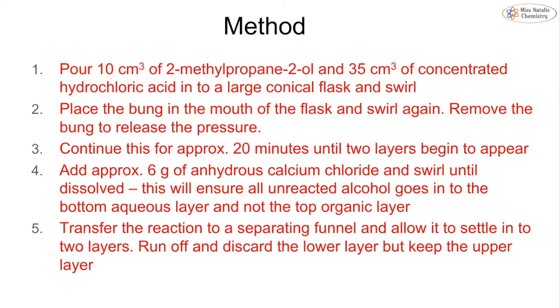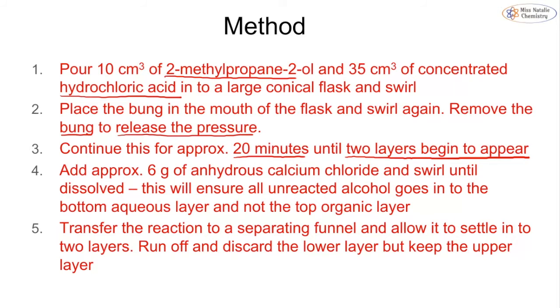So the first part of the method is going to be using our separating funnel and the actual reaction between the hydrochloric acid. So the first thing that we do is we take our alcohol and we add our concentrated hydrochloric acid and we put it into a large conical flask and then we swirl it. We place a bung into the mouth of the flask and we continue to swirl, and every so often we're going to remove the bung in order to release the pressure. We do this for about 20 minutes until we start to see 2 layers appearing.